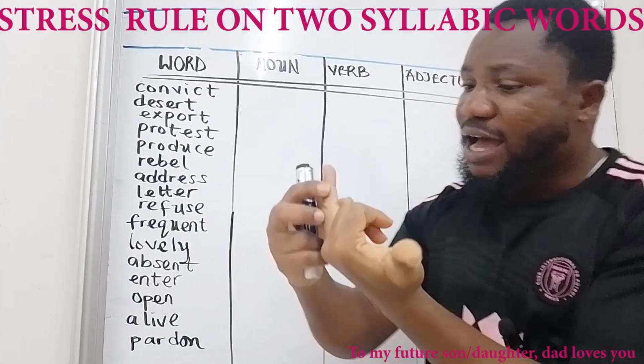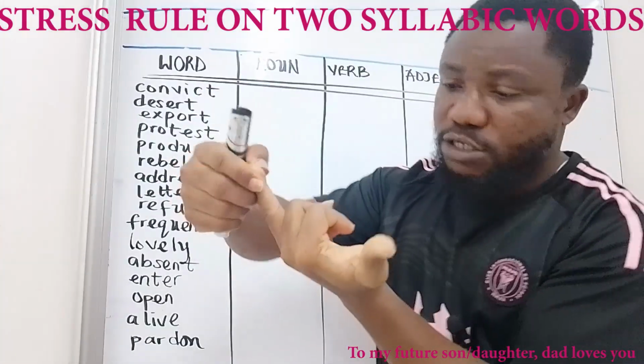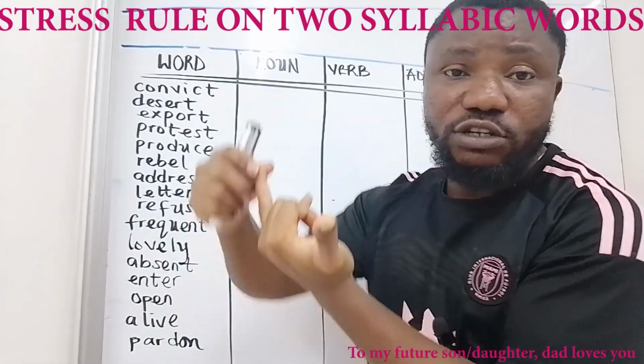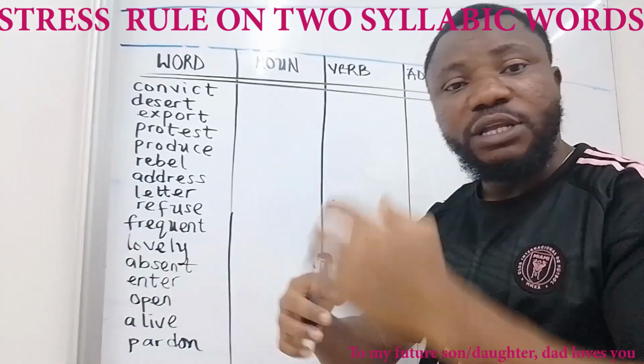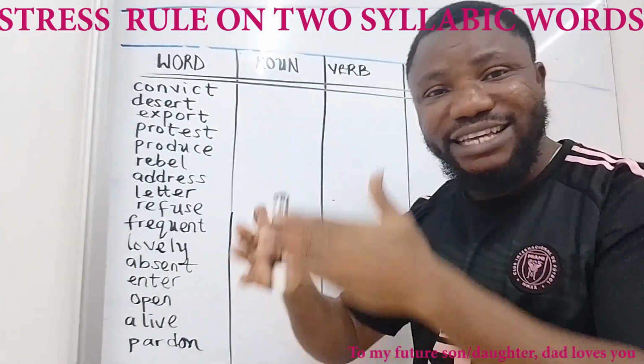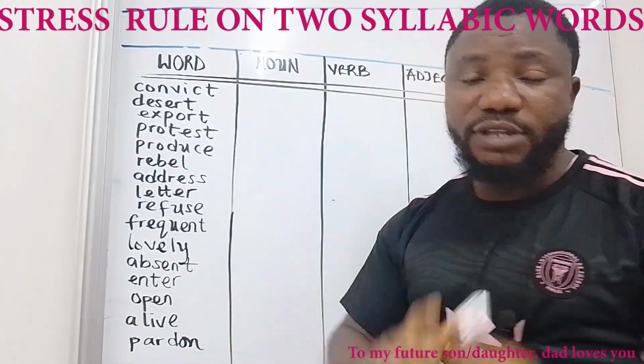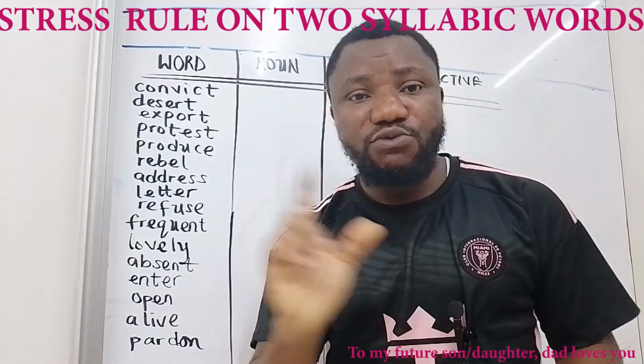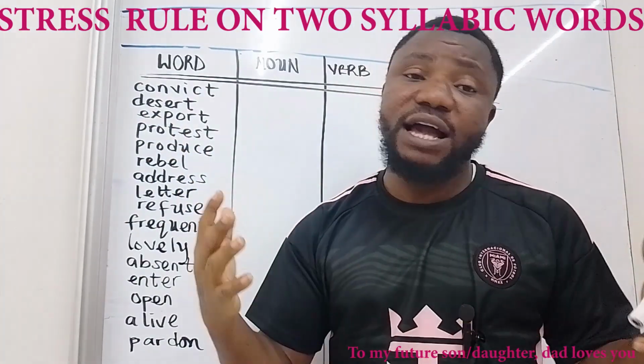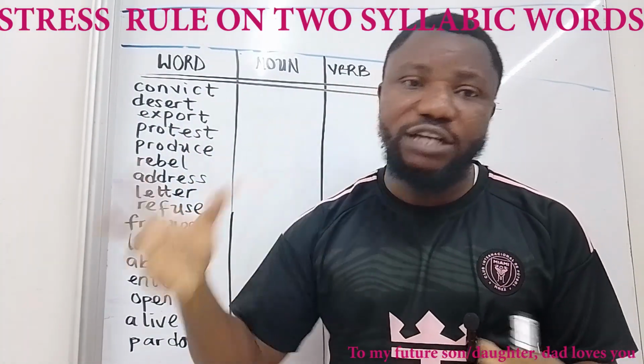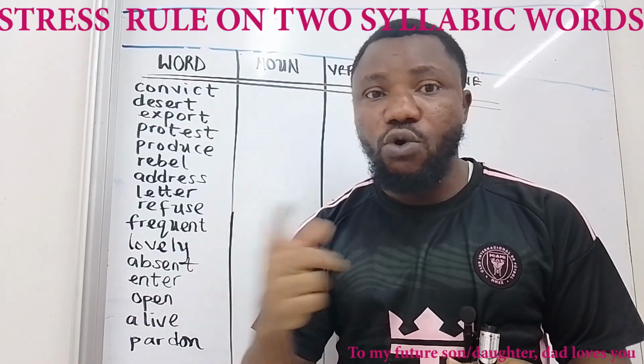The noun that has 2 syllables will take its stress on the first. The adjective with 2 syllables will take a stress on the first. The verb, on the other hand, will take its stress on the second syllable. That said, there is an exception to that rule. And in fact, there are exceptions to that rule because the rule is not always correct.